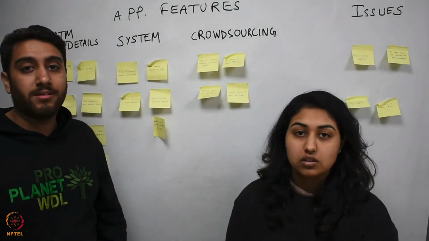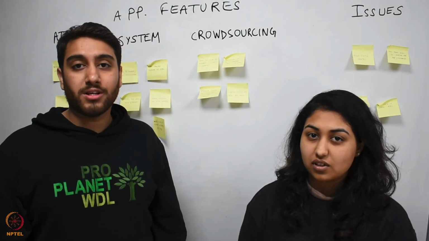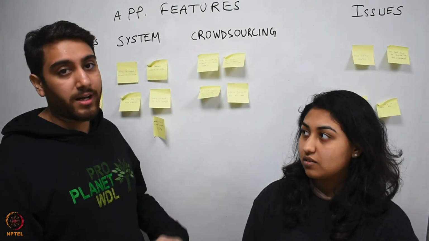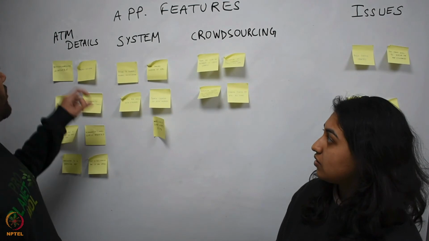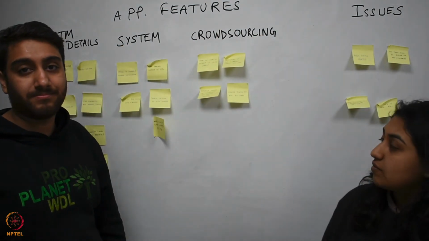So I guess we're done, and we have built an affinity diagram using the opinions that we had received, and we're done with the process of categorizing them into the categories called ATM details, system, crowdsourcing, and the issues. Thank you.